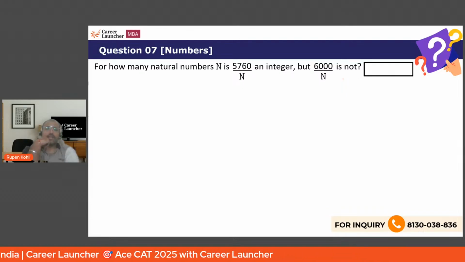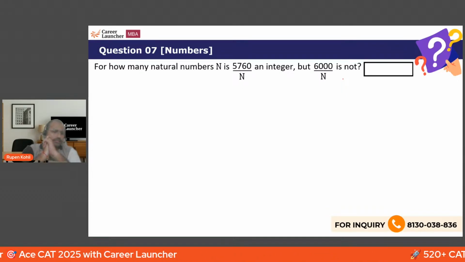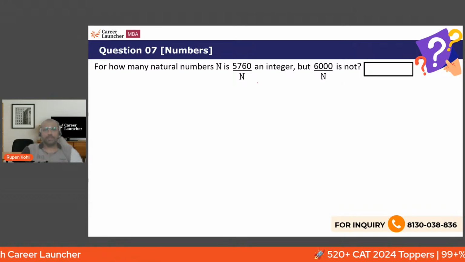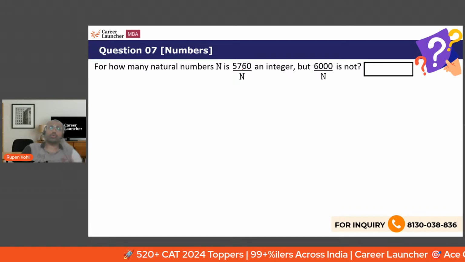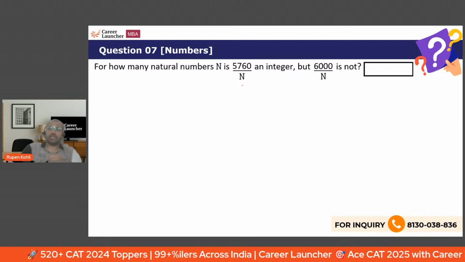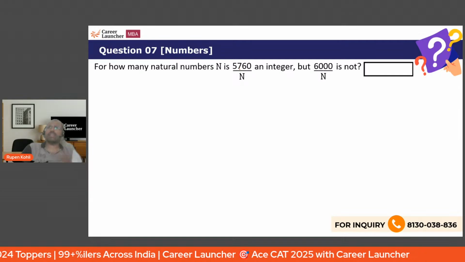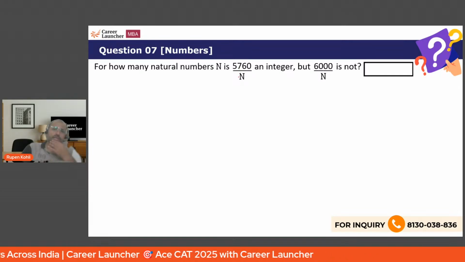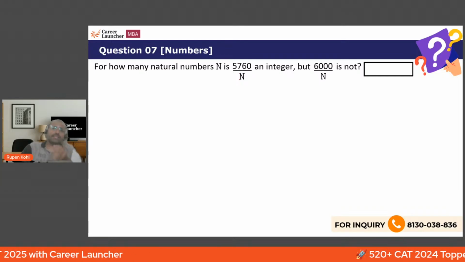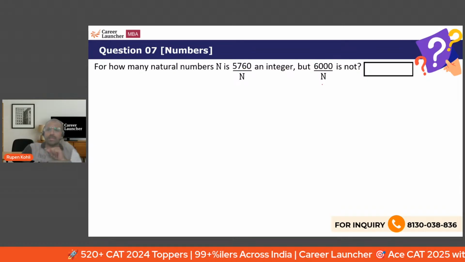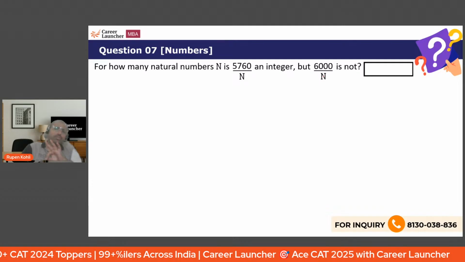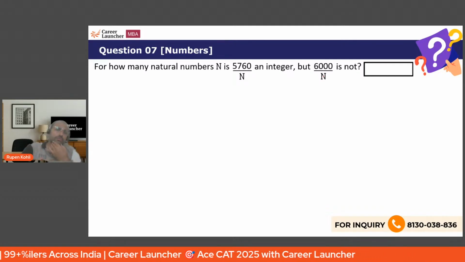Okay, let's start this. So, what is it trying to say? So, basically, 5760 should be divisible by n. So, n should be a divisor of 5760. n should be a factor of 5760. Right. So, this needs to be an integer. So, this n should be a factor of this number. But this fraction 6000 by n is not an integer. So, n should not be a factor of 6000.